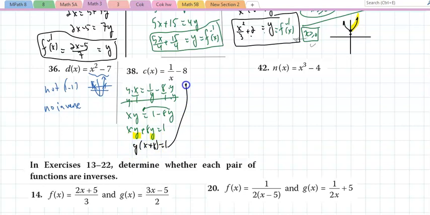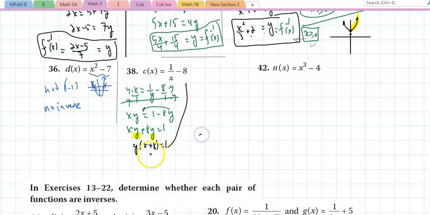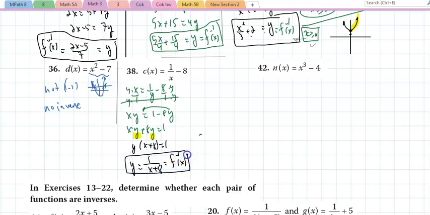And I will get, you know what, let me lower that just a bit more. And you will get, here, let me write that nicer. And you will get y to be 1 over x plus 8. Again, we will graph this in chapter 5, I believe.